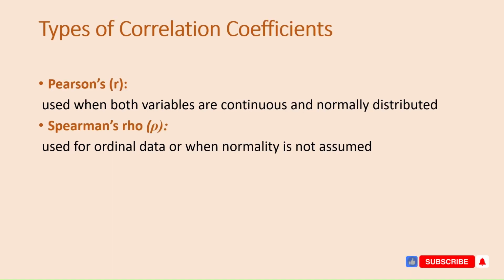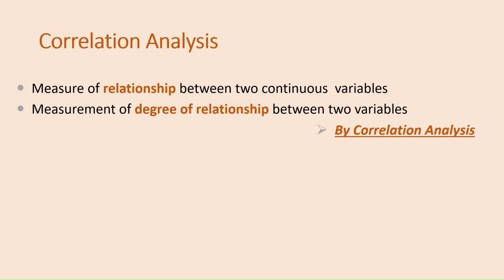There are two types of correlation: Pearson correlation, used when both variables are continuous and normally distributed, and Spearman's rho correlation, used for ordinal data or when normality is not assumed. Correlation analysis measures the relationship between two continuous variables, and the degree of relationship between the two variables.